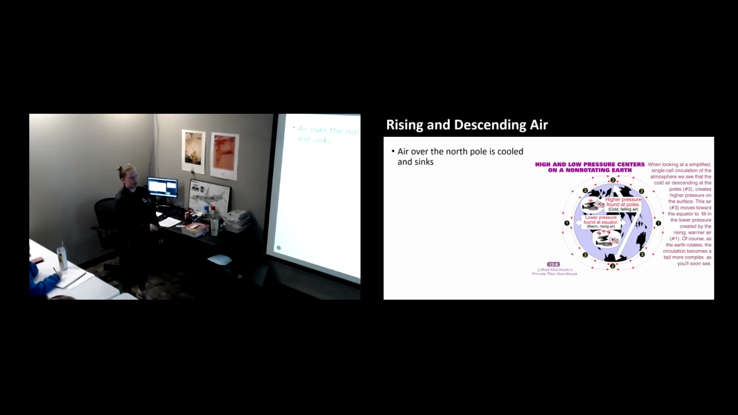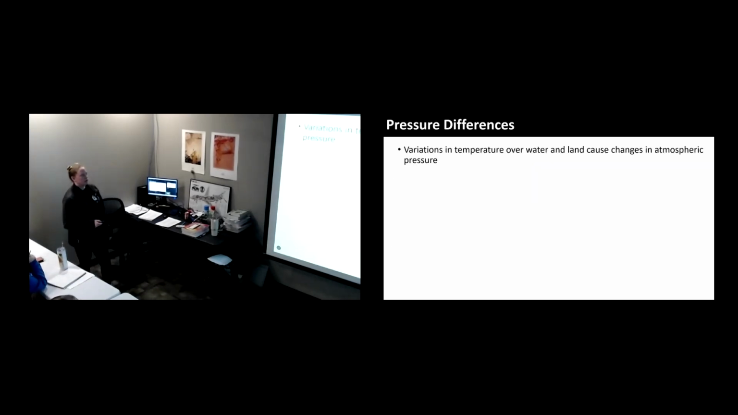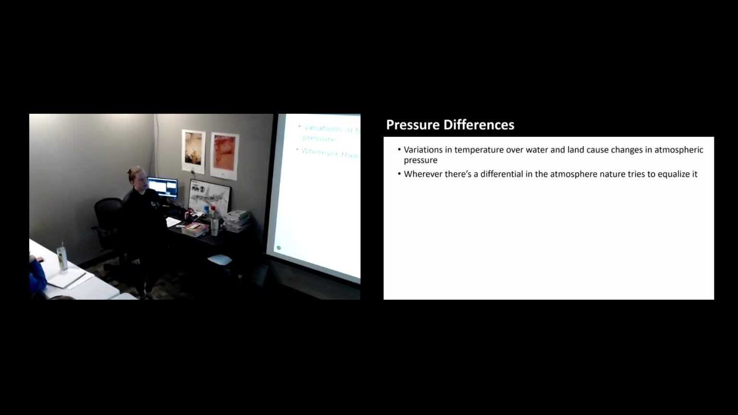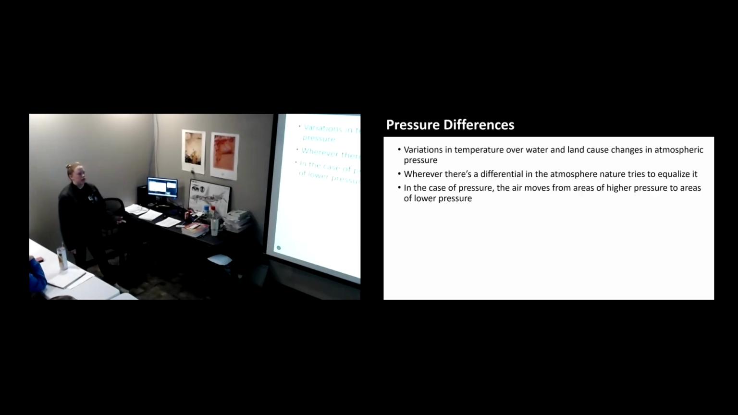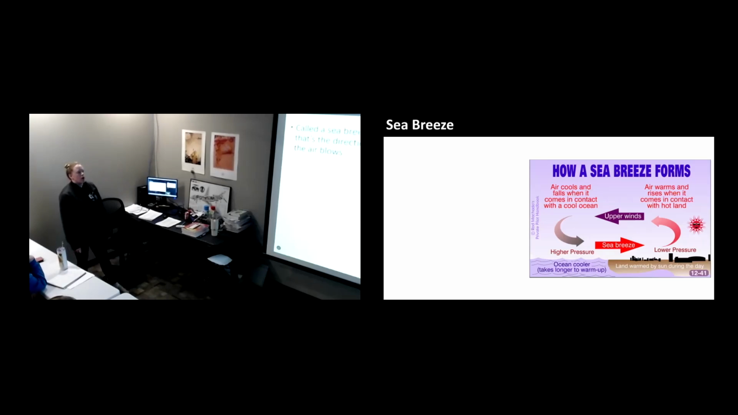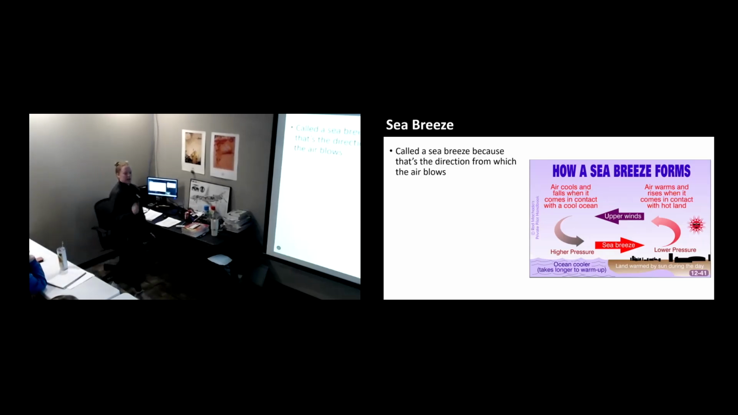Rising and descending air. Remember that single cell method, the multi-cell method, or not method, but idea. Can't think of what that word is. That we talked about last time, right? So variations of temperature over the water and land cause those changes in pressure, right? Whenever there's a differential, we have land and sea breezes. There are one or two questions on the written that have to do with land and sea breezes.